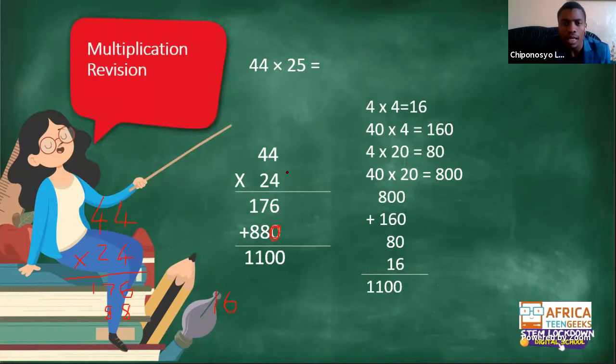Oopsie. There's a mistake here. We're supposed to be having a 6 right here, right? There's a mistake, it's supposed to be a 6 here. But all in all, we'll get the correct answer finally. So that's the whole process.